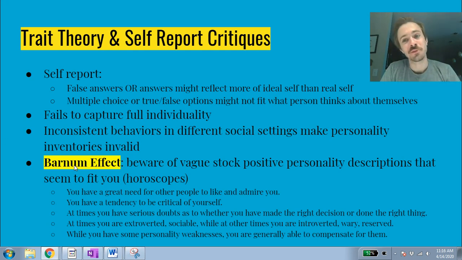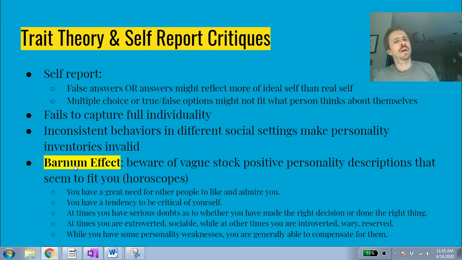And then a biggie, and one you should probably know, is the Barnum effect, which is basically like horoscopes. Any positive stock description, people are pretty likely to agree. You could have somebody take a test and then give them some results and ask, how much do you think this is you? Most people will always say, oh yeah, that's definitely me. Great need for other people to like and admire you. Yeah, that's me. If they give you findings that say things like this, anybody for the most part is going to say, yeah, I see that. Sometimes I'm like that. We look for confirmation bias more than anything else.